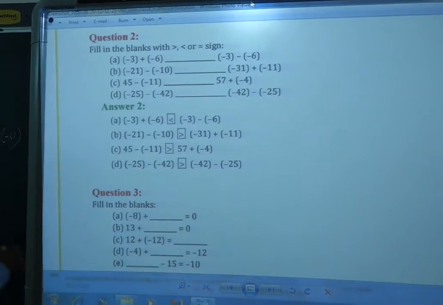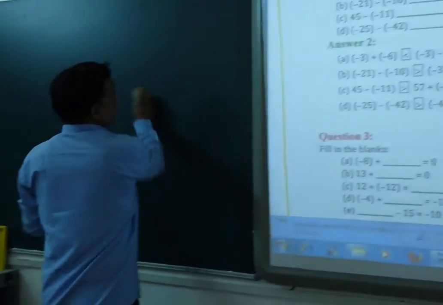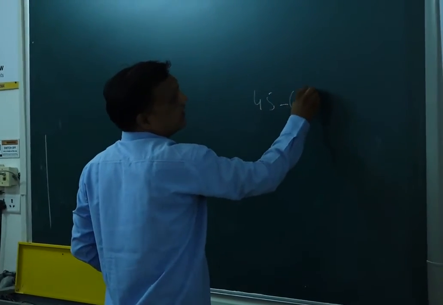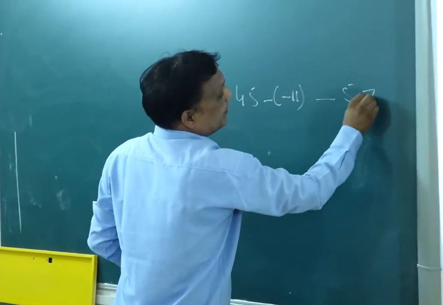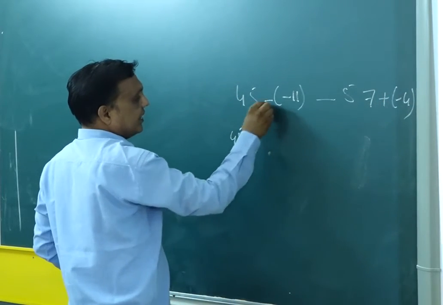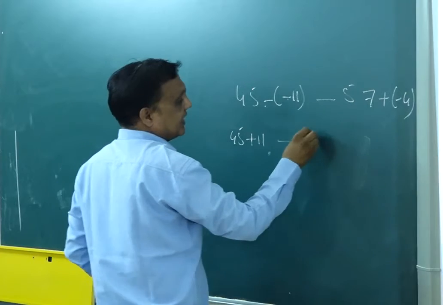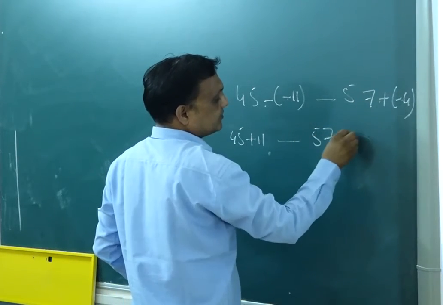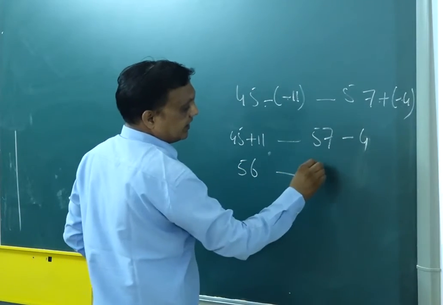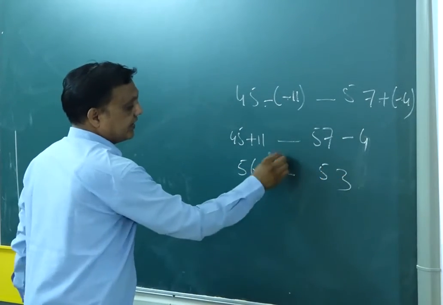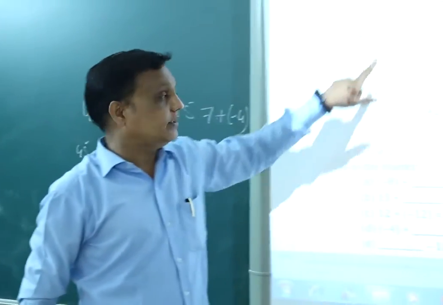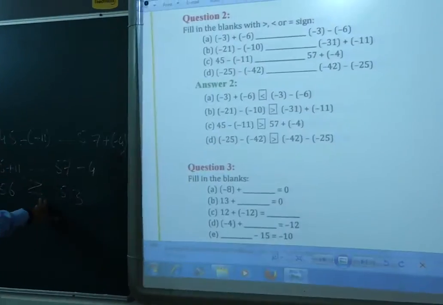The third question. 45 minus minus 11, dash, 57 plus minus 4. So this is 45 minus minus plus 11, dash, 57 plus minus minus 3. So this is 56, dash, and this is 53. Which one is greater? 56. So 56 means what? This number is greater, this side is greater, as I showed here.